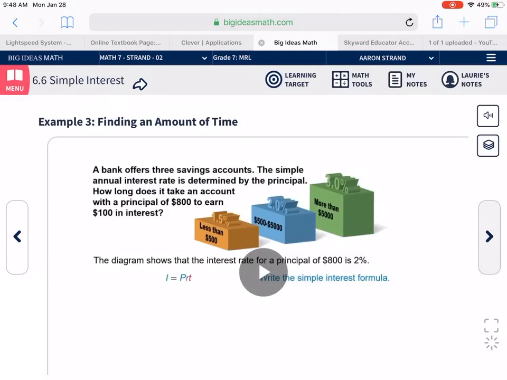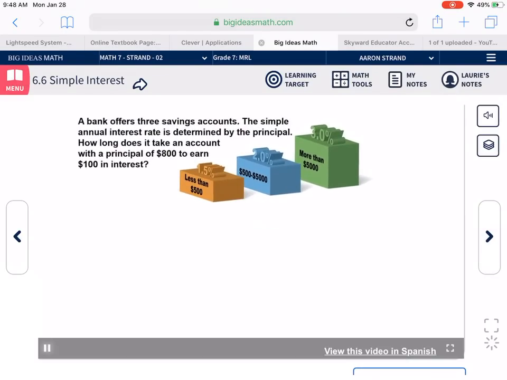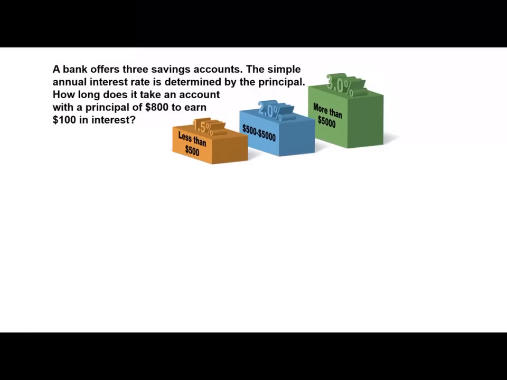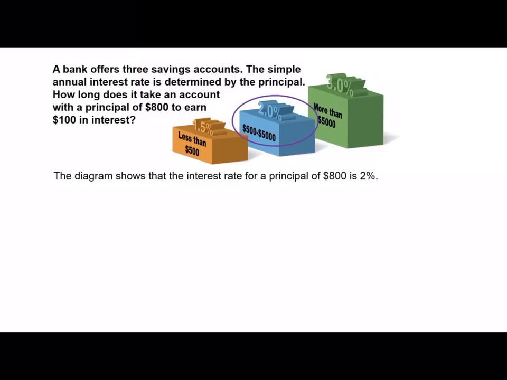Example 3, finding an amount of time. A bank offers 3 savings accounts. The simple annual interest rate is determined by the principal. How long does it take an account with a principal of $800 to earn $100 in interest? The interest rate is determined by the principal. The principal is $800. Find the account that includes $800. The diagram shows that the interest rate for a principal of $800 is 2%.